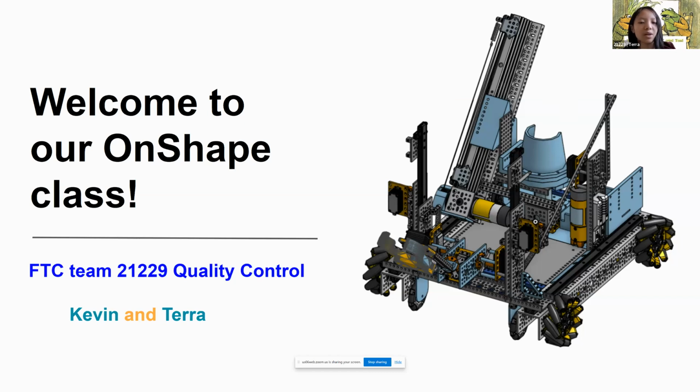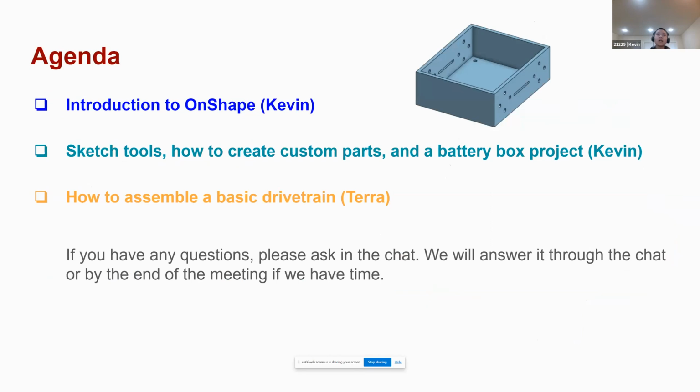So Kevin is now going to get us started with the agenda. So first, I'm going to introduce you to Onshape. Then I'm going to go over sketch tools, how to create custom parts with a battery box project. And Tara will go over how to assemble a basic drivetrain. If you have any questions, please ask in the chat. We'll answer through the chat or by the end of the meeting if we have any time.